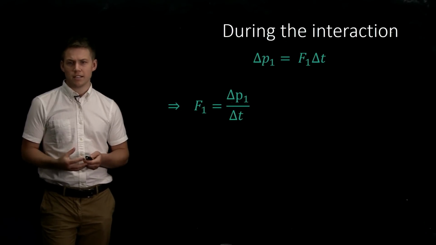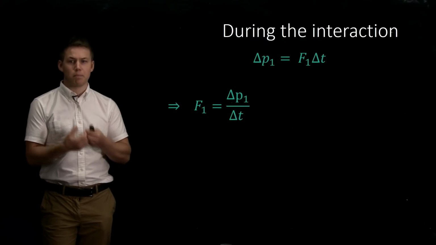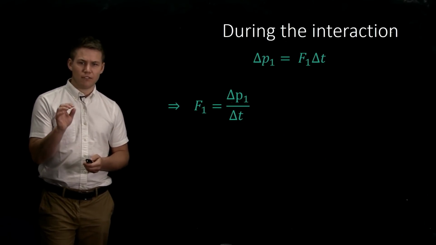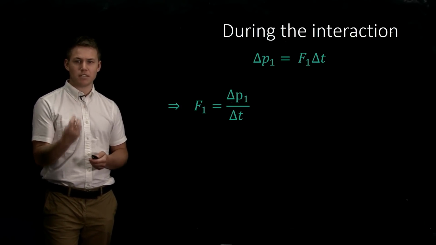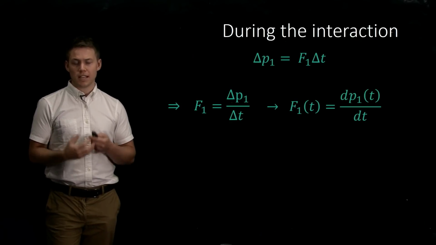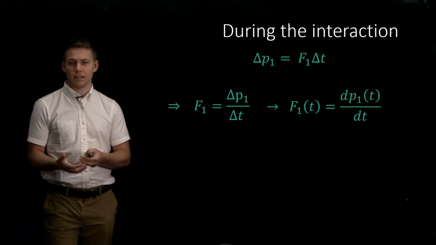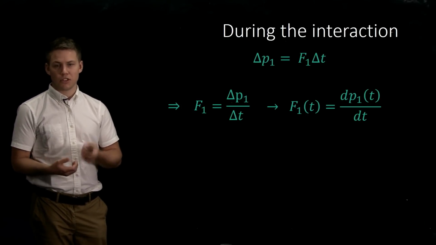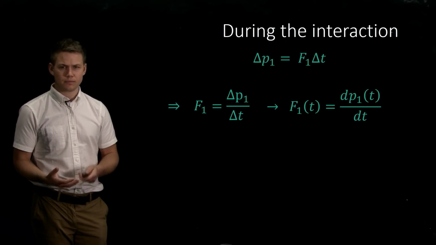We can rearrange this, and we can say that the force is equal to the change of momentum divided by that time period. Now what happens if we just consider a very, very small moment in time, an infinitesimal amount of time? We can turn this into its differential form, which says that the force F1 acting at that time is the derivative of the momentum. So here the d by dt is acting on P1 of t.